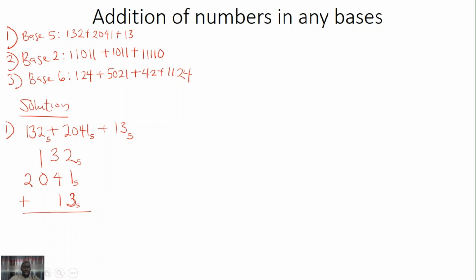The way we do our arithmetic in base 10, that's how we are going to do it. What is different is that after adding all these numbers, we are going to divide by the base number, which is 5. Now let's do it. 2 plus 1 is 3, plus 3, that is 6, right? So the total is 6.